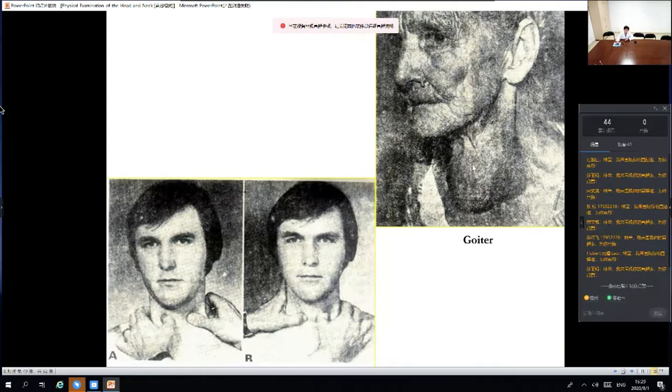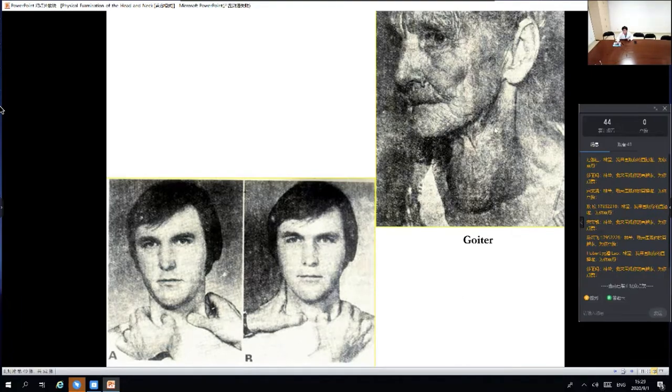And sometimes you can see this is degree 3 enlargement of the thyroid gland. Inspection alone is enough to make the diagnosis. But you also need to do inspection, palpation, and auscultation. Auscultation, how to perform auscultation?